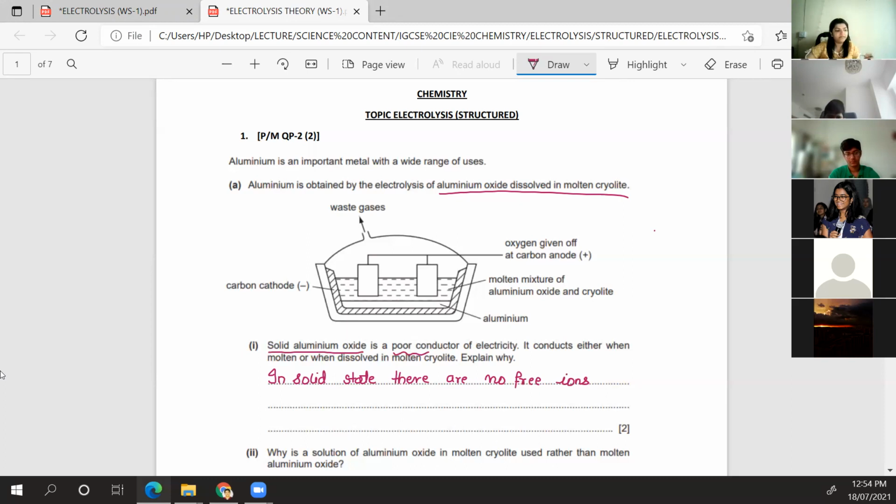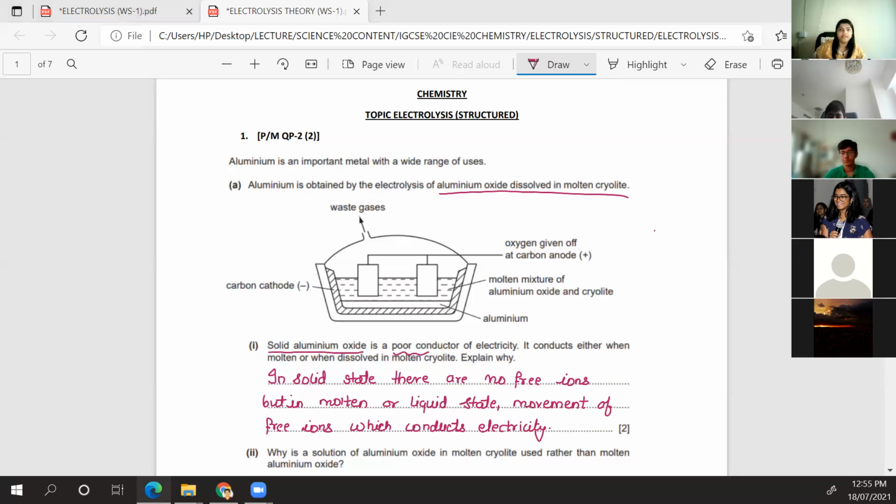So that gives me a reason for why solid aluminum oxide does not conduct electricity. In solid state, there are no free ions, but in molten or liquid state, there is movement of the ions, which conducts electricity. Okay, so this gives us 2 marks. Moving on to the next question.